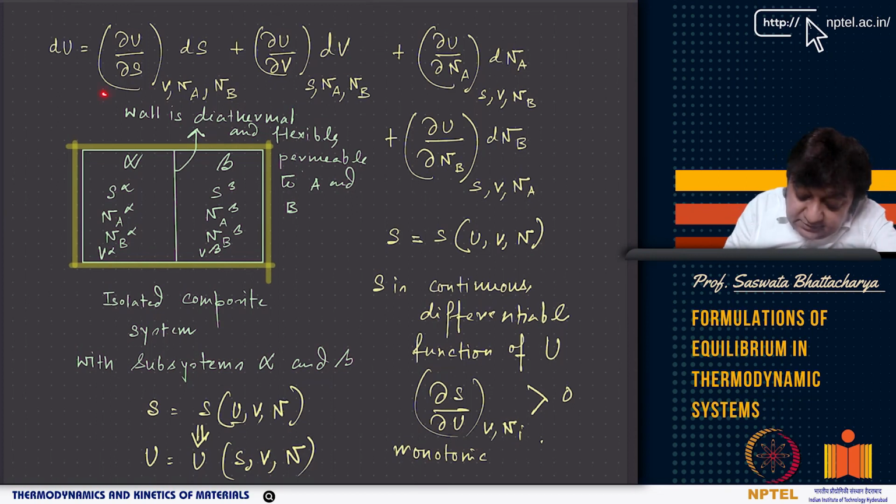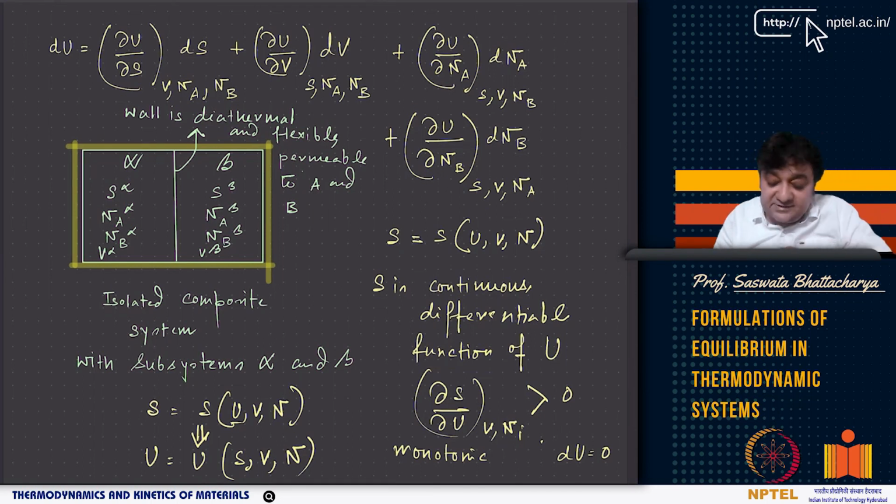So if I do U, then the exact differential will look like this: dU equals del U del S, del U del V, del U del Na, and del U del Nb, right? And in this case also, the extremization that we will do will come to dU equal to 0, right? We will do dU equal to 0.